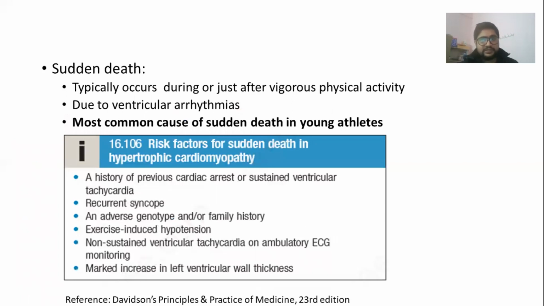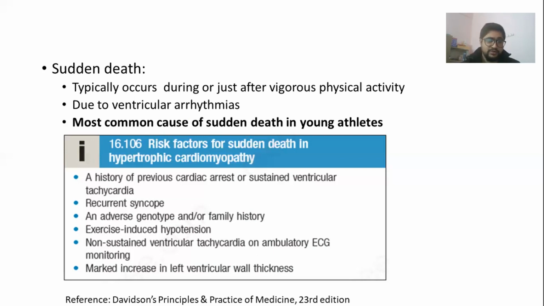And one of the important clinical features of this condition is sudden death. It is one of the most common causes of sudden death in young athletes, and it typically occurs during or just after vigorous physical activity, and mostly the deaths are due to ventricular arrhythmias. The risk of sudden death is higher in those patients with a history of previous cardiac arrest, previous sustained ventricular tachycardia, recurrent syncope, those with an adverse genotype or family history, and those with exercise-induced hypotension.